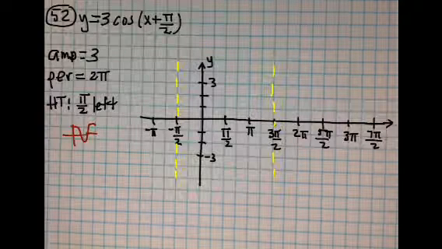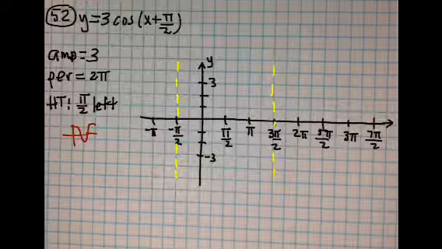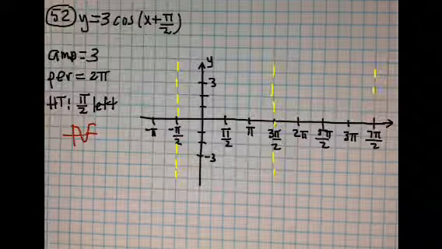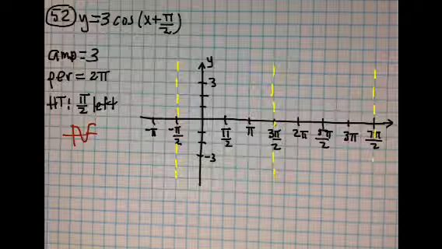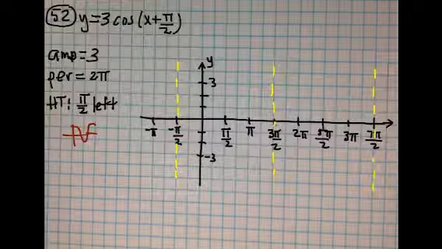Okay, and then the next period, because you have to draw 2 of them, 1, 2, 3, 4, would be at 7 pi over 2. Okay, so these dotted lines, you don't have to draw them yourselves if you don't want to, but I'm just drawing them to help you see the shift to the left.